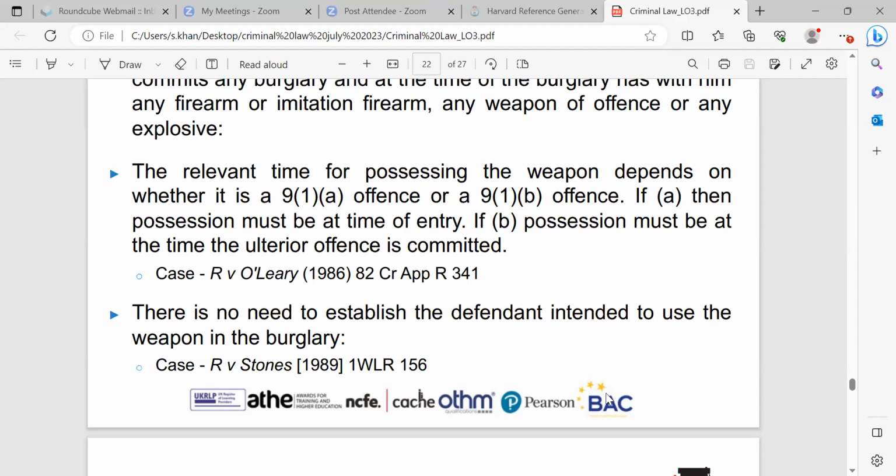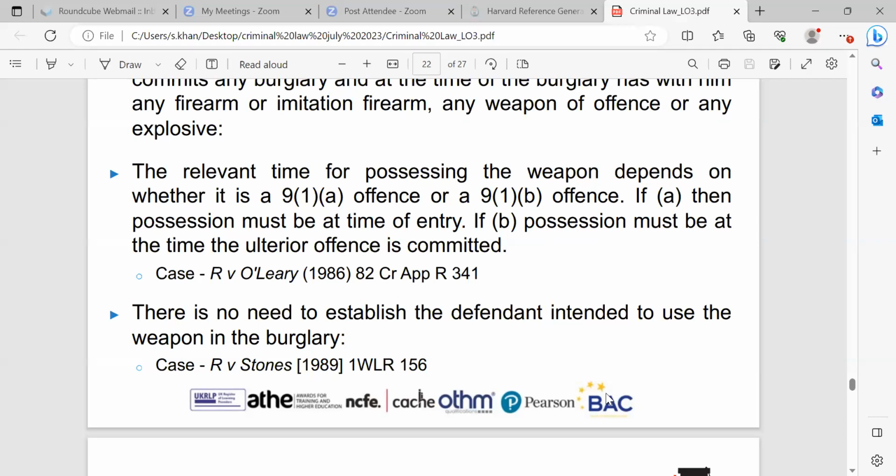There is no need to establish the defendant intended to use the weapon in the burglary, as in the leading case of Aaron Stones, 1989. In this case, the defendant Stones was caught running away from a house that he had burgled. When he was arrested and searched, he was found to be carrying a kitchen knife, and he claimed it was for self-defence because some lads from Blyth were after him. He was charged with aggravated burglary under the Theft Act 1968. The appeal in this case was dismissed as it was sufficient to show that the defendant knowingly had the knife with him with the intent to cause injury to some person.